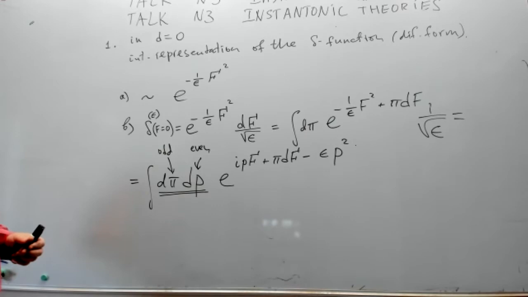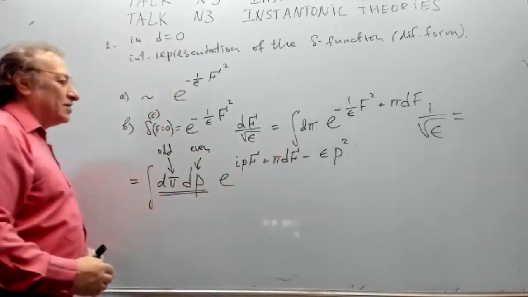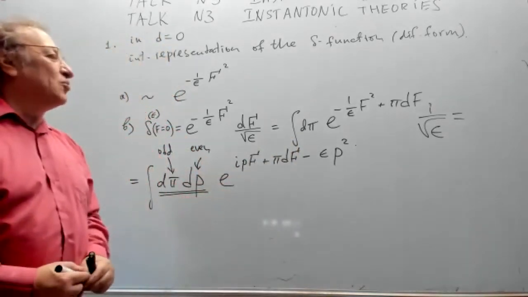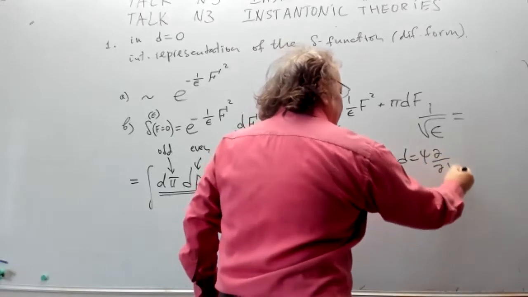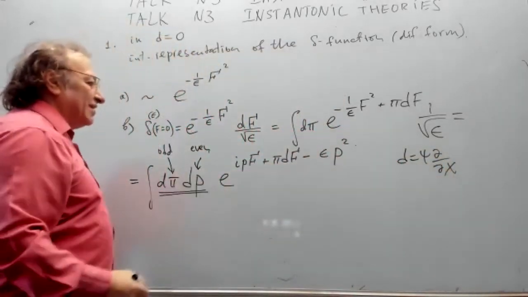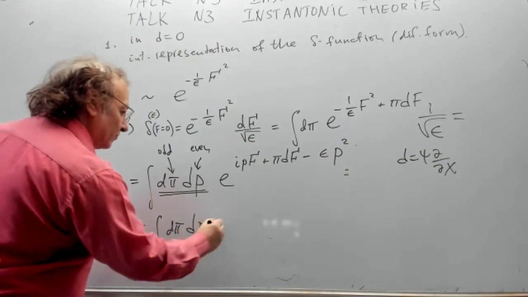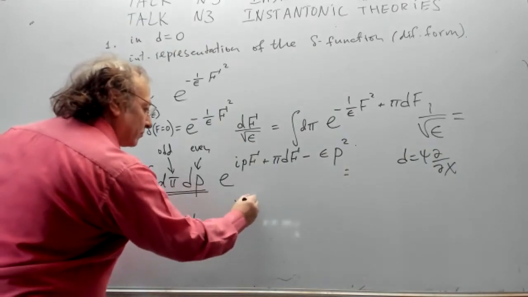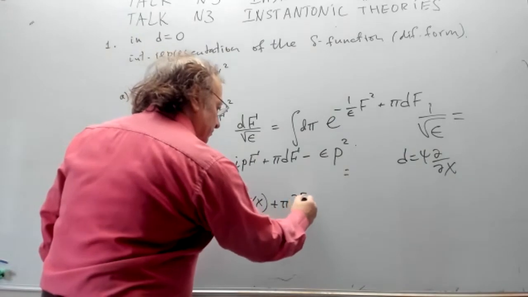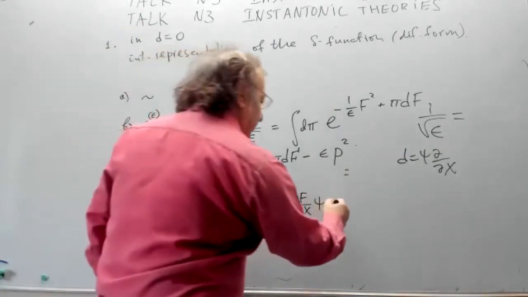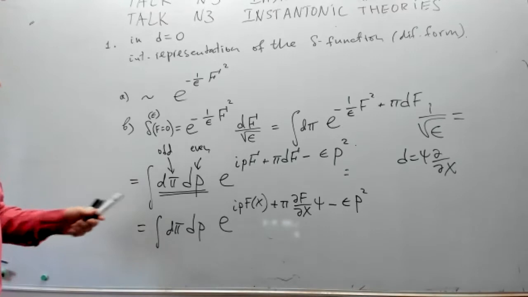Things would look even nicer if I replace the old mathematical notion of de Rham by a modern one. So in the modern notion, d is psi d over dx. And I'll write it as physicists used to write, in coordinates. Okay, good.